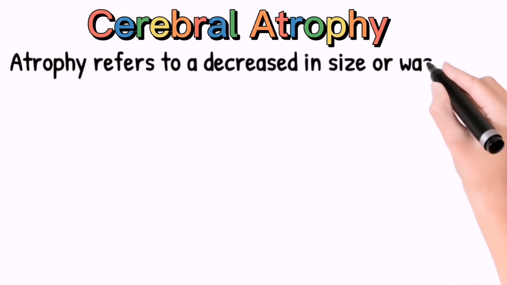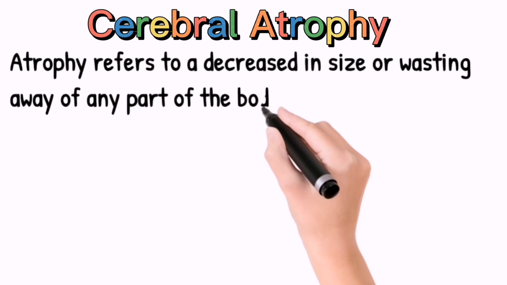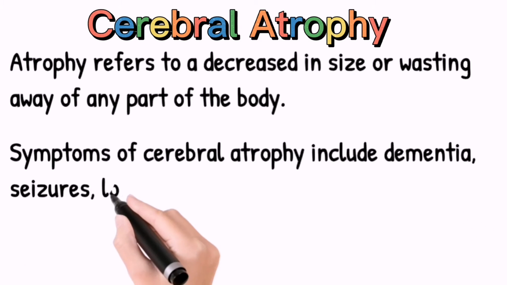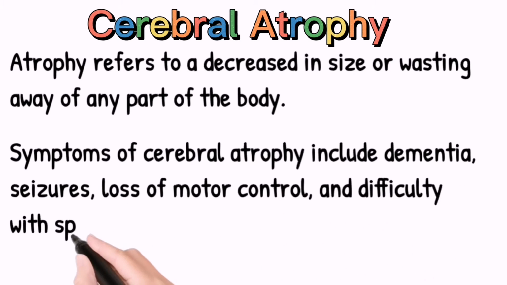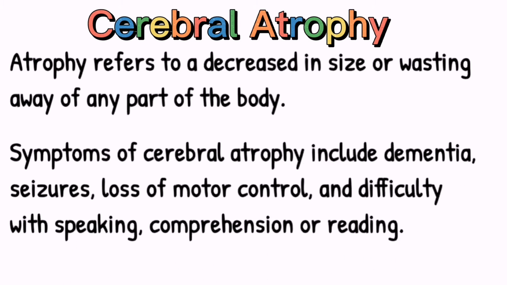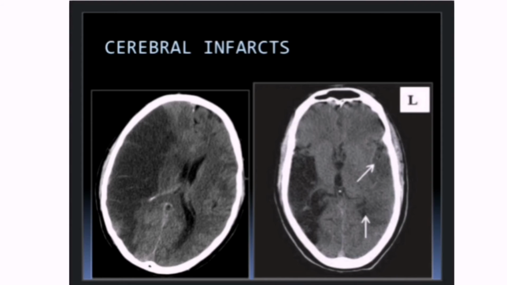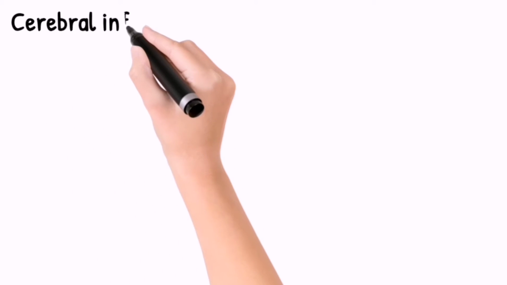Atrophy refers to a decrease in size or wasting away of any part of the body. Symptoms of cerebral atrophy include dementia, seizures, loss of motor control, and difficulty of speaking, comprehension, or reading. Another indication is cerebral infarctions.